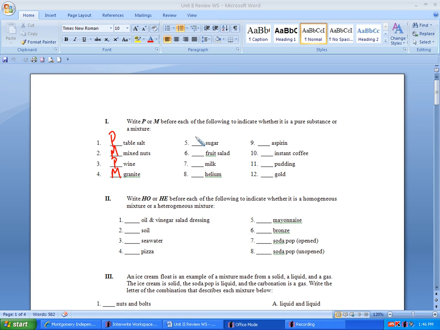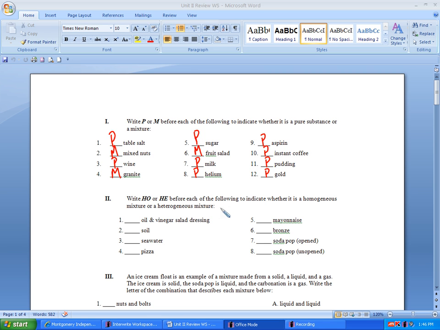I said sugar was pure. I said that fruit salad was a mixture. I said milk was pure. Helium was pure. Aspirin needs to be pure. Instant coffee is pure. Pudding is pure. And gold is also pure. So that takes me through section 1.